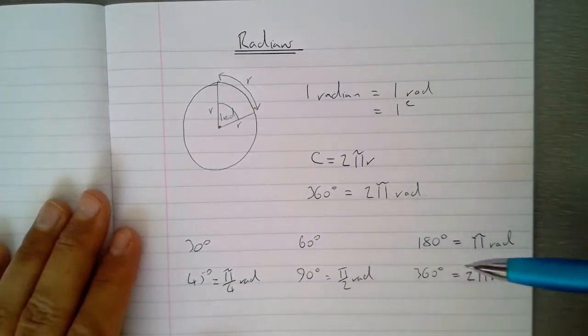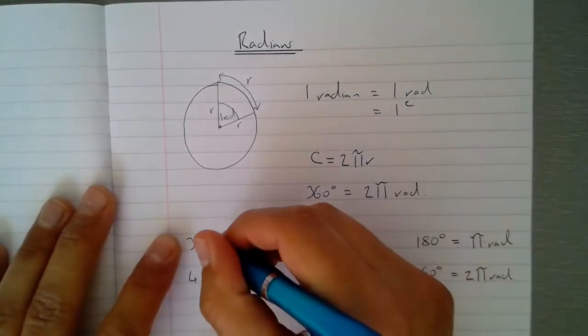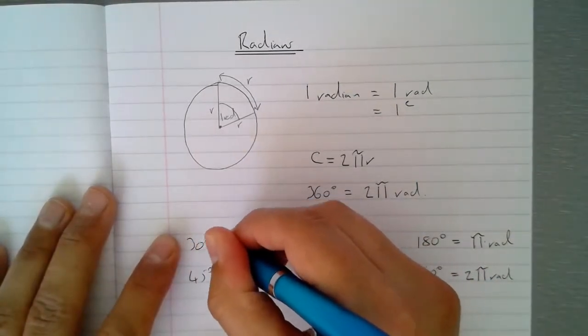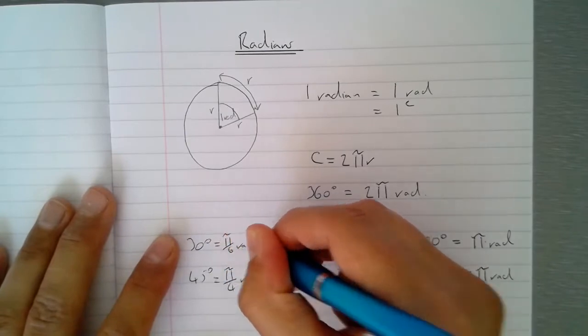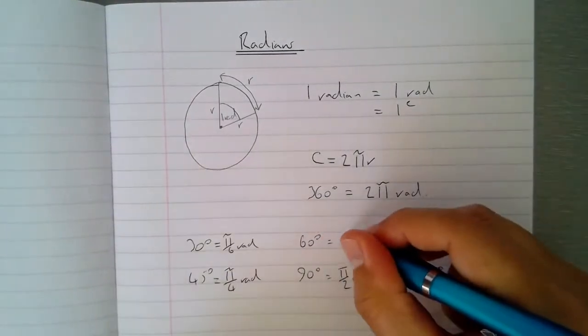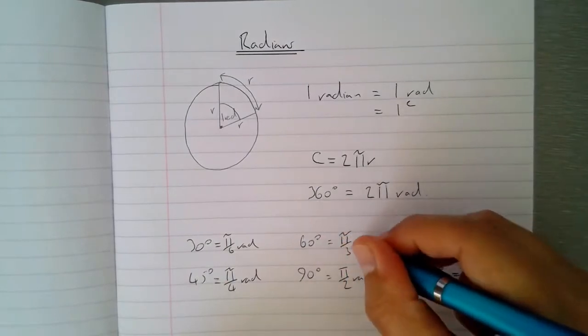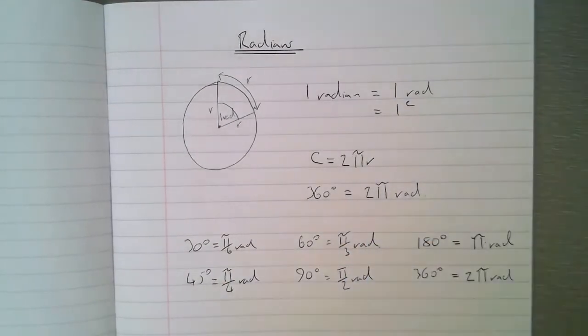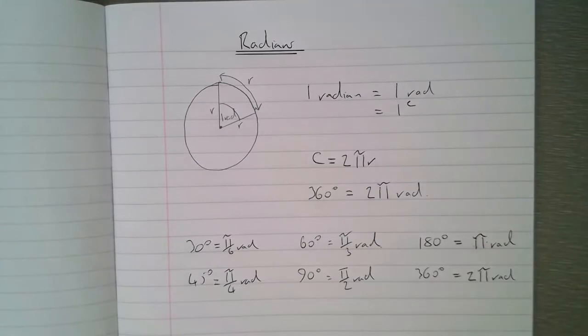This, well, let's do this one. This one divided by 6 gives you 30. So that's pi over 6 radians. And this divided by 3 gives you 60. So that's pi over 3 radians. These are very common ones for you guys to see, and you should try and remember these ones.